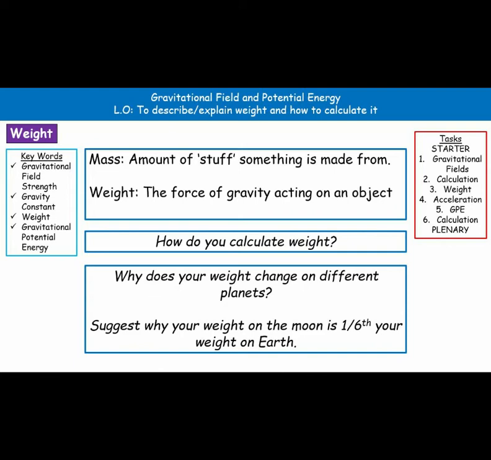So to calculate weight, it's mass times our gravitational field strength. Why our weight will change on different planets is all down to the fact that different planets will have different gravitational field strengths, and the reason that our weight on the moon is 1/6 the weight of that on Earth is because the moon has a force of gravity 1/6 as strong as that on Earth. So tick each one of those you got right, and obviously make sure any corrections are corrected.